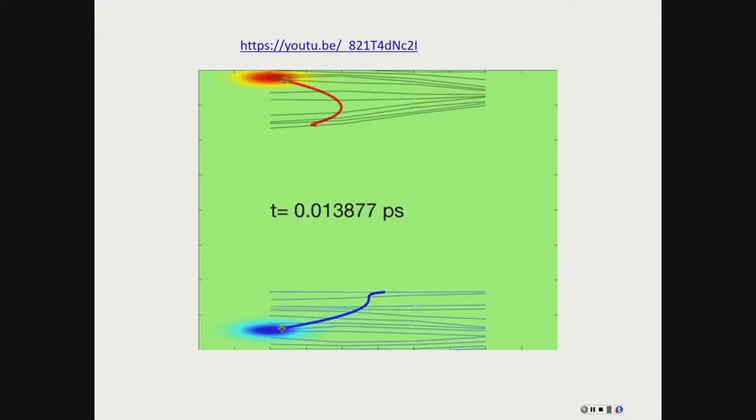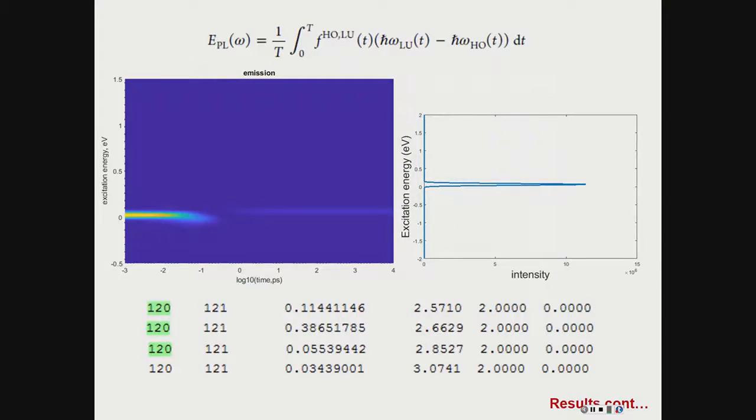Anything else? This is photoluminescence. I don't have enough idea, but if you ask me questions and I don't know, I'll simply say I don't know. Here, this is the time-resolved radiative transitions, and this is the time-resolved spectra for the photoluminescence calculation.